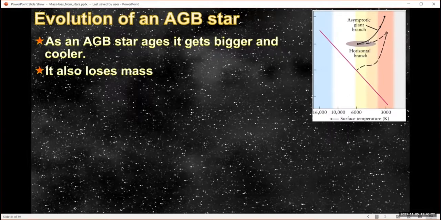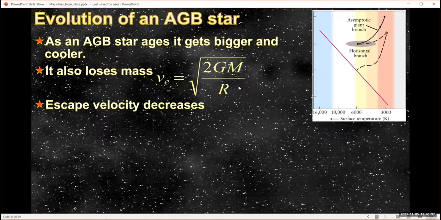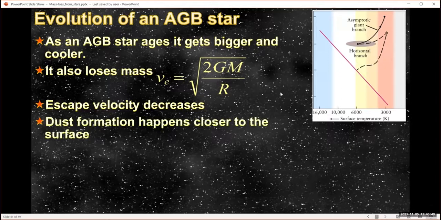A star that starts at 1 solar mass is going to lose about 40% of its mass. A star that starts at about 8 solar masses is going to lose more than 80% of its mass. And so that is going to affect the escape velocity. The escape velocity is going to go down because your mass is decreasing and your radius is increasing. This means that more mass can be lost over time. And it also means that dust formation can happen closer to the surface because it's getting cooler.